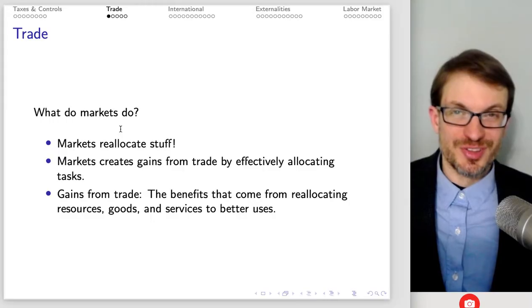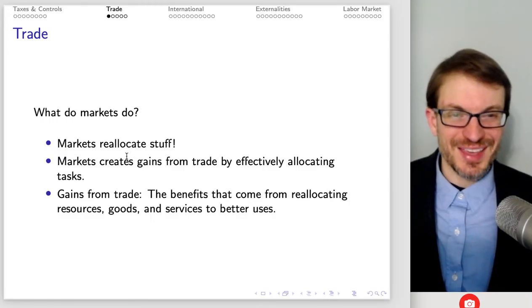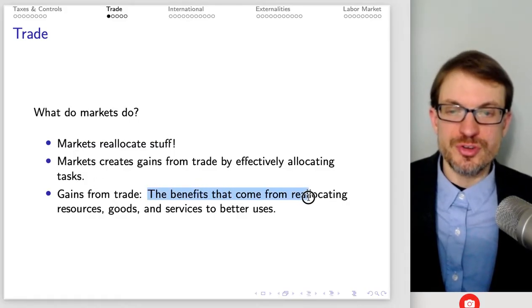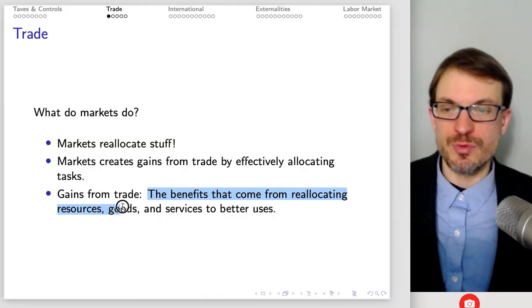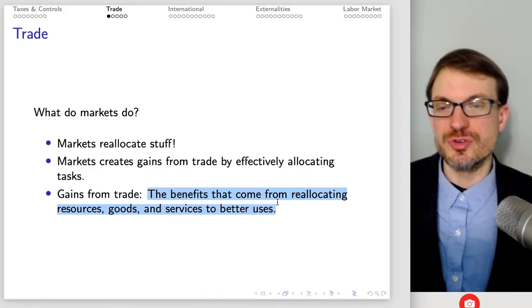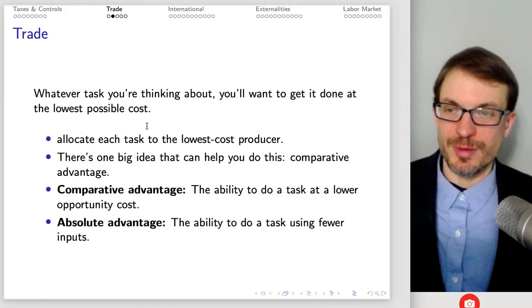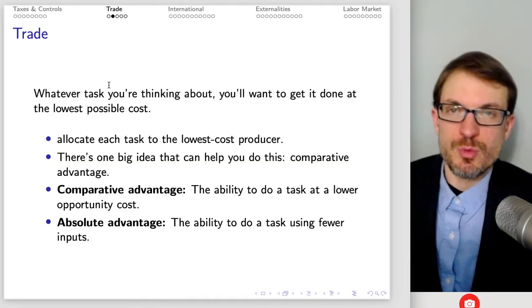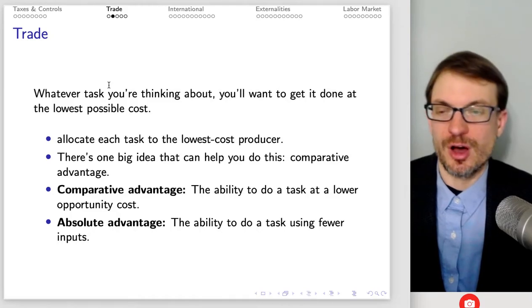Thinking about markets. What do markets do? Markets reallocate stuff. Markets create gains from trade by effectively allocating tasks. Gains from trade refer to the benefits that come from reallocating resources, goods, and services to higher uses. That's sort of the goal of entrepreneurship. So whatever task it is we're thinking about, the idea is we want to be able to get it done at the lowest possible cost.